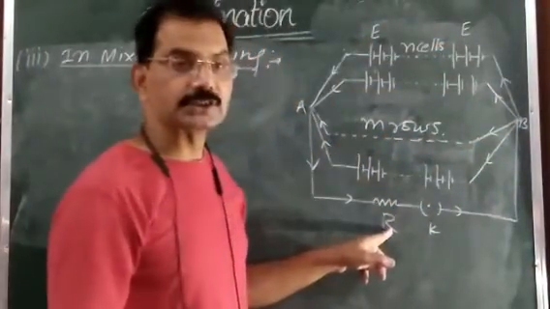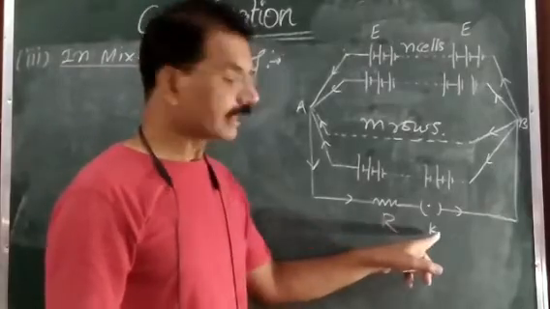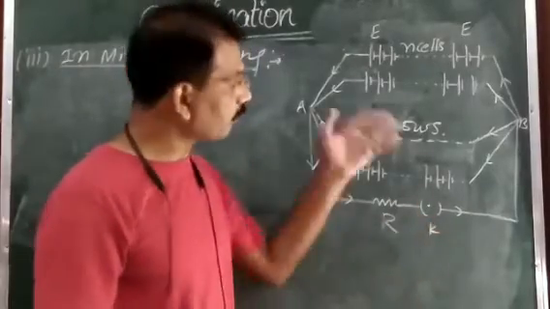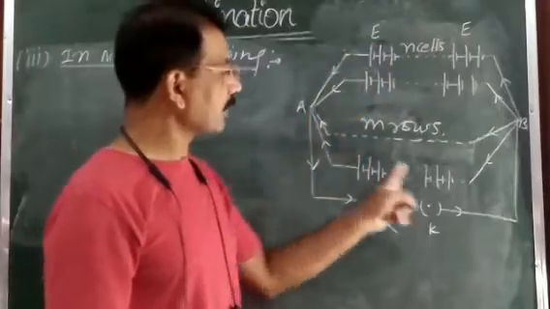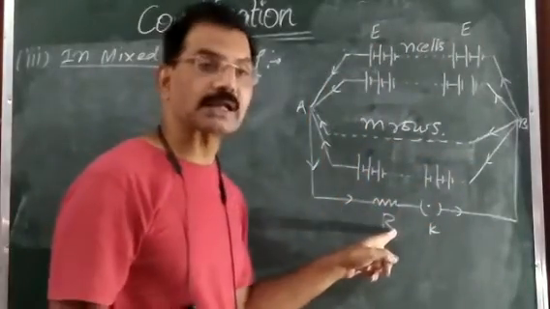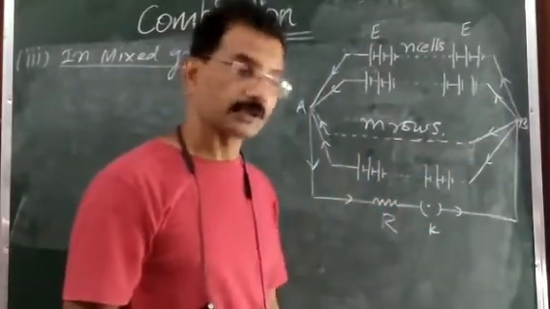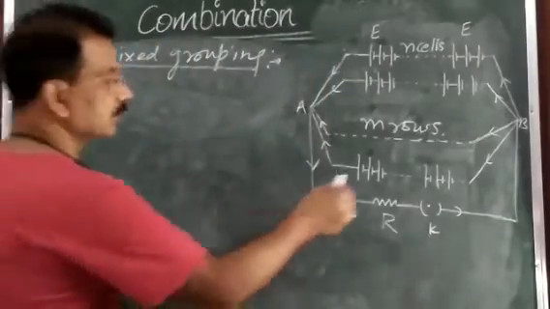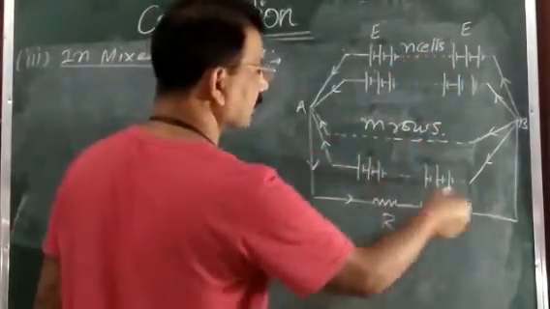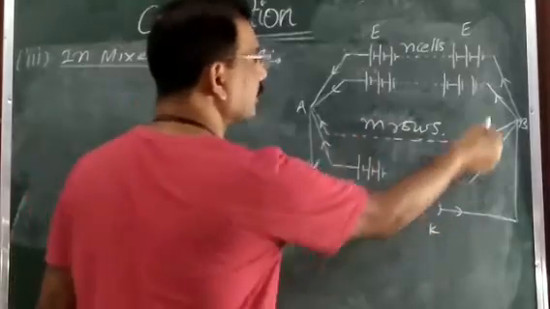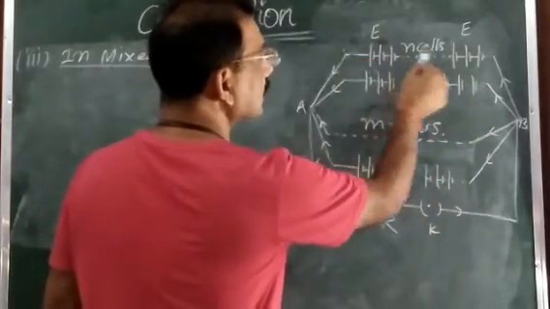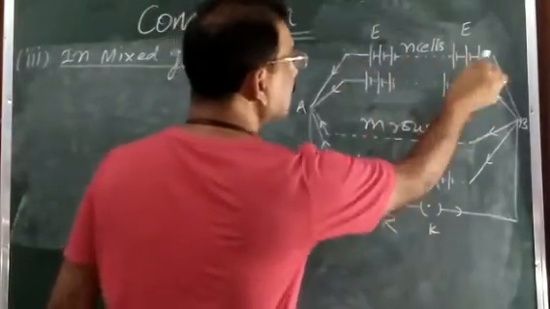With external resistance capital R and a key K. Our aim is to find under what condition this mixed grouping of cells will send the maximum current in this external resistance R. Now, how can we find the total resistance? First, we will try to find out the total resistance of this circuit. So what is the total internal resistance in each row?